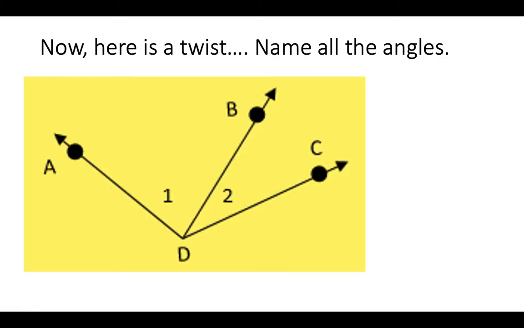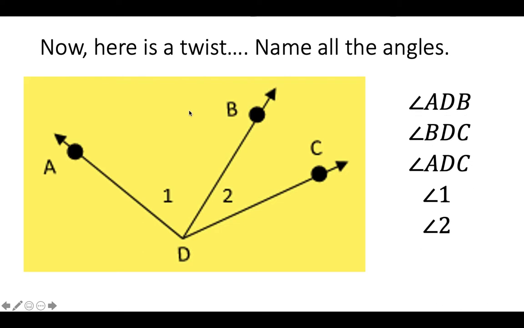Now, it can get a little bit more complicated, so I can't call this angle D because we're talking about angle 1 or angle 2, right? So all of a sudden I need to start using the numbers or the 3 letters. I can't use one letter anymore. Let's take a look. A, D, B. Go ahead and rewind this and see how much of this you can do yourself if you haven't already. So we've got A, D, B, B, D, C. So that's those 2 angles. We've got ADC, which is the big angle, right?